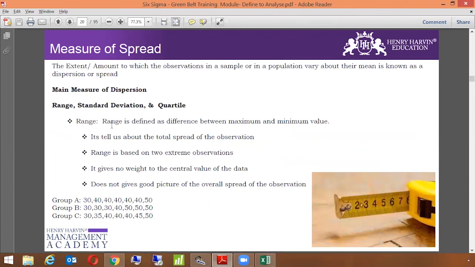Now we're going to talk about what a measure of spread is. As discussed earlier, the amount to which the observations in a sample or a population vary about their mean is known as dispersion or spread. It tells how far the data values are from the average. What are the main measures of dispersion? Range, standard deviation, and percentile.